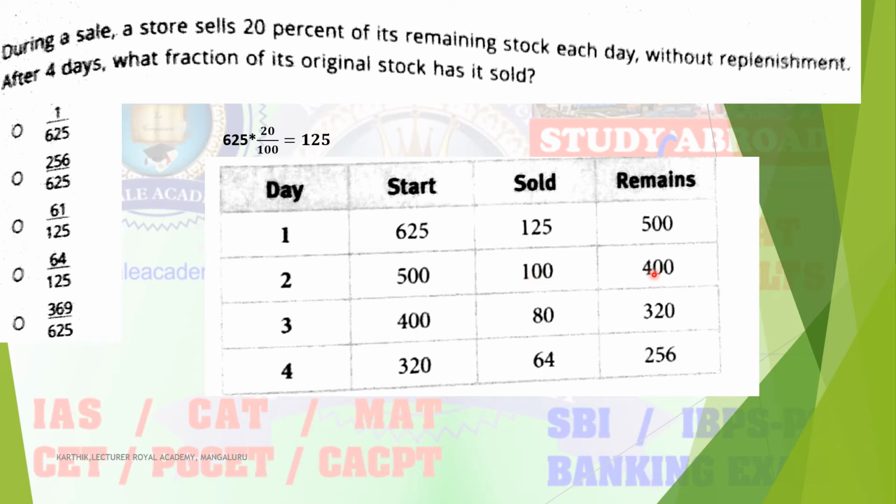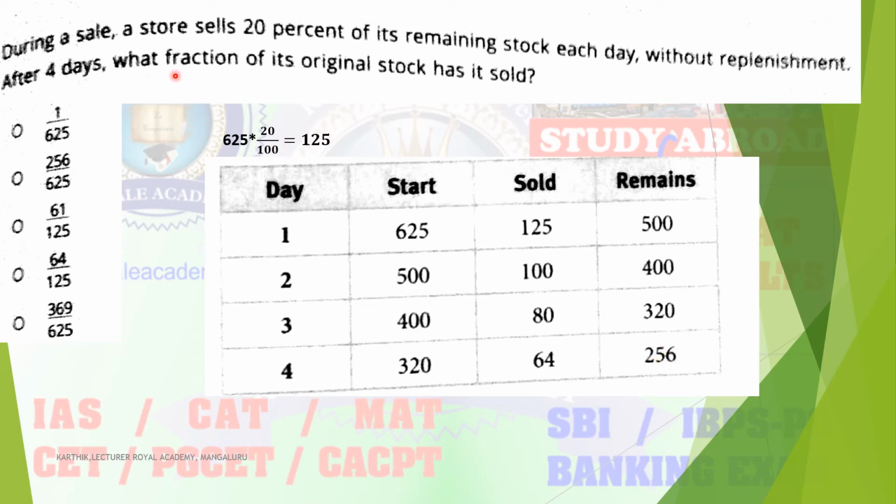So remaining is how much? 400. On the third day he has 400 items. In that, 20% of 400 is how much? 80 items are sold. So remaining is 400 minus 80, that is nothing but 320. So 320 for the fourth day. 20% of 320 is how much? 64. 320 minus 64 is how much? 256. So how many items are remaining? That is nothing but 256.